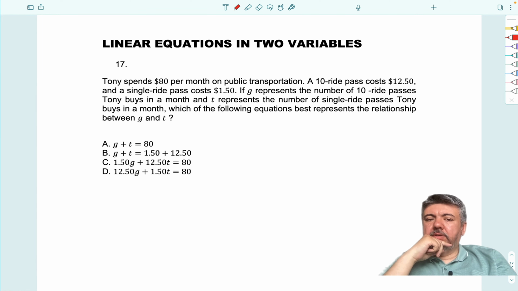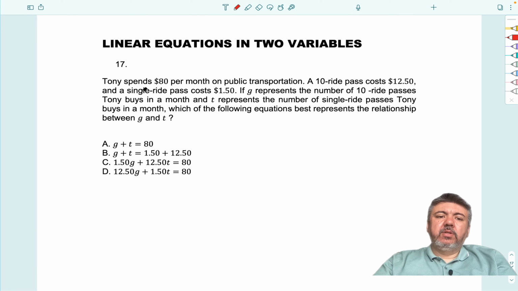Question 17 looks a little bit complicated, but let's see if that's the case. Tony spends $80 per month on public transportation. A 10 ride pass costs $12.50 and the single ride pass costs $1.50. If G represents the number of 10 ride passes Tony buys in a month, and T represents the number of single ride passes Tony buys in a month, which of the following equations best represents the relationship between G and T? Okay, here is the important fact.